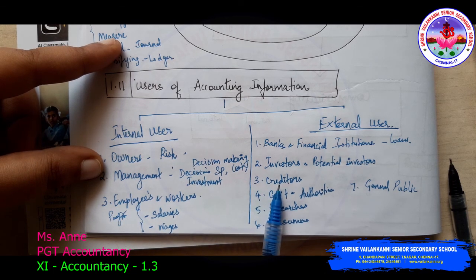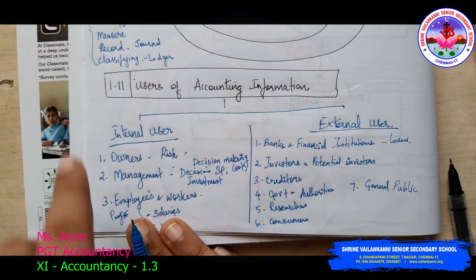The creditors are the persons who are actually supplying to the organization. We have purchased from them on credit. So they will be interested to know whether this person will make payment to me or not. Okay. Then the fourth one may be the government and authority.